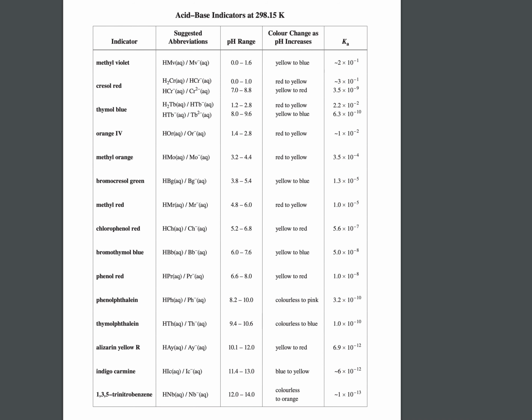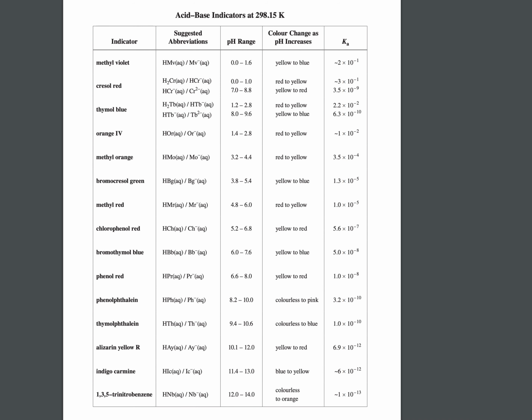All of these indicators work the same way. The pH on the left-hand side, below that, it's going to be the color on the left-hand side. The pH on the right-hand side, above that, it's going to be the color on the right-hand side. You'll also notice that we have this Ka. You don't need to use this in grade 11. In grade 12, when we talk about acid-base equilibrium, we'll talk about Ka values more, which is when we actually would be able to use these numbers.